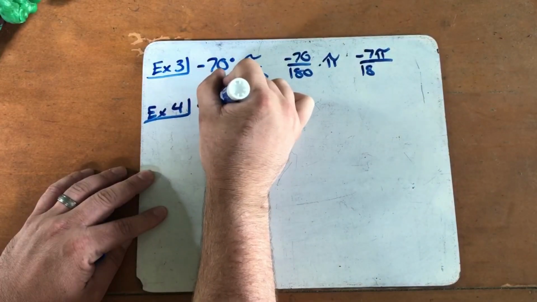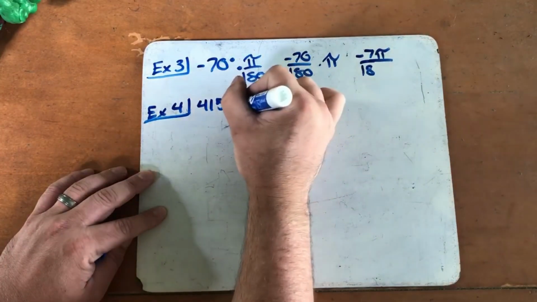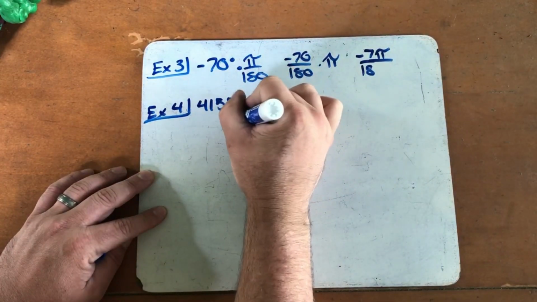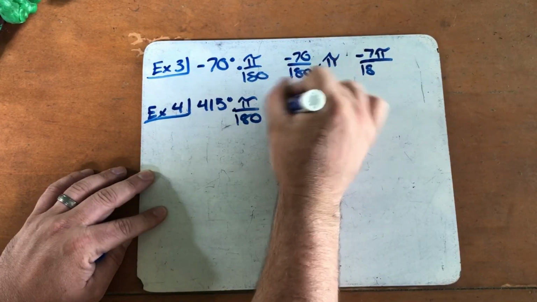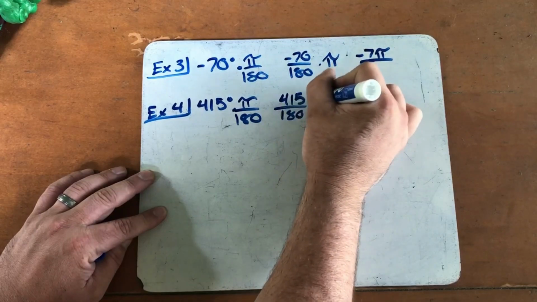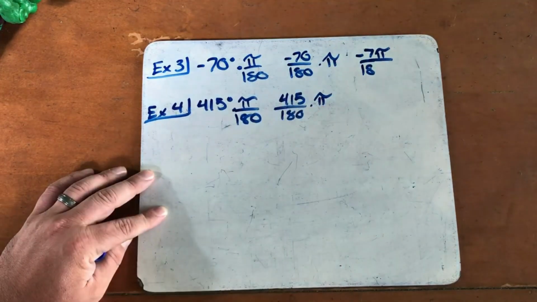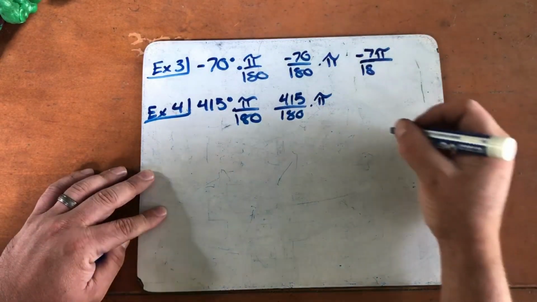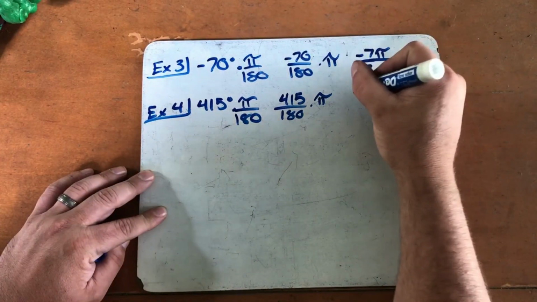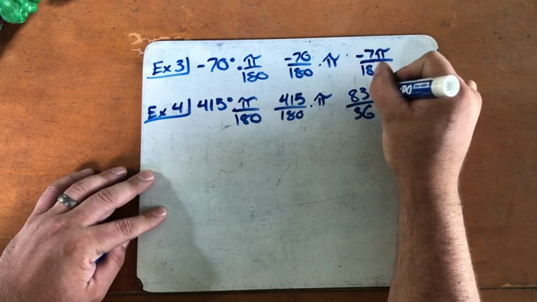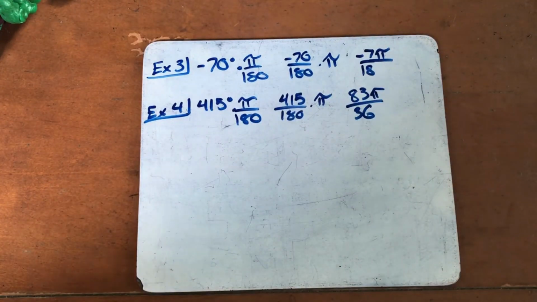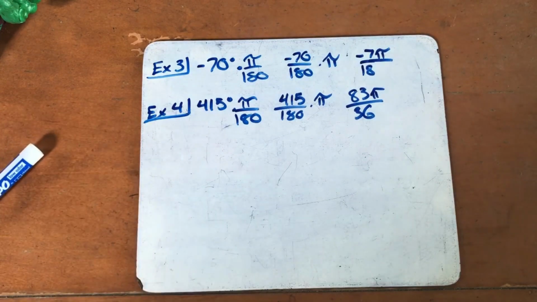In this case, I want to convert 415 degrees. I multiply it by pi over 180. I can write it as 415 over 180 times pi. Simplify 415 over 180, which simplifies to 83 over 36, and the pi is still there on top. All right, so that's converting from degrees to radians.